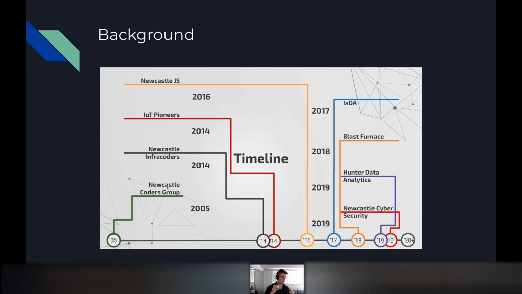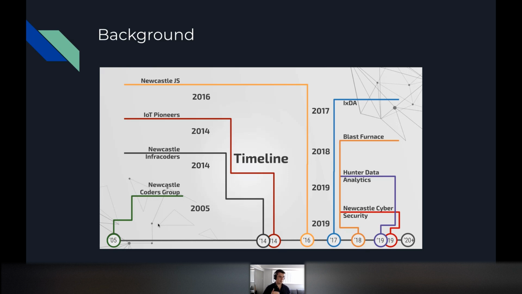These next two slides are from a stewards meeting that we had at the end of 2019. We're talking about the Newcastle tech meetup ecosystem. The coders group started back in 2005 and was still going strong in 2019, 14 years on. They were the backbone of the Newcastle tech community.